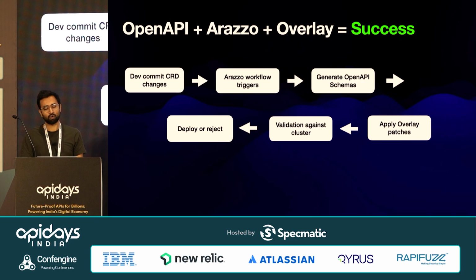So this was the overall structure. In a nutshell, if you are using these three technologies, it will result in success. If a developer commits any CRD changes, it automatically triggers the workflow, and it will generate the OpenAPI schema. Once you apply the overlay patches with the help of this workflow, it will provide validation against your cluster, and you can decide whether to deploy or reject it.